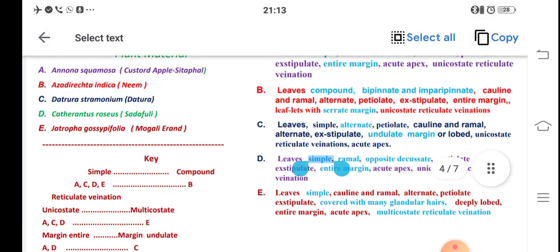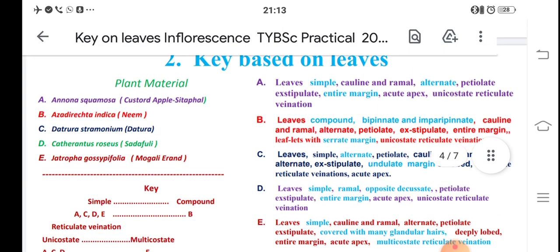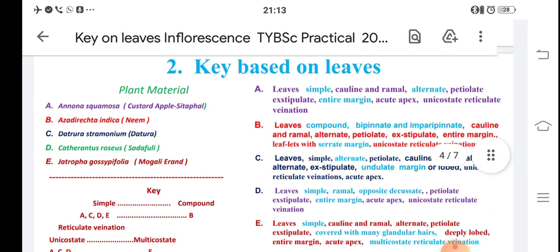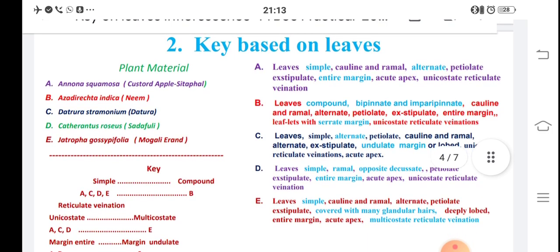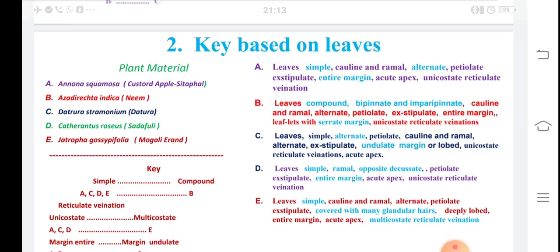then Datura stramonium, Datura, Catharanthus roseus, Sadafuli, and Jatropha gossypifolia. Good examples are there. So here you see A material description: Ananas, Sitaphal, leaves simple, cauline, ramal, alternate, petiolate, exstipulate, entire margin, apex acute, and unicostate reticulate venation.